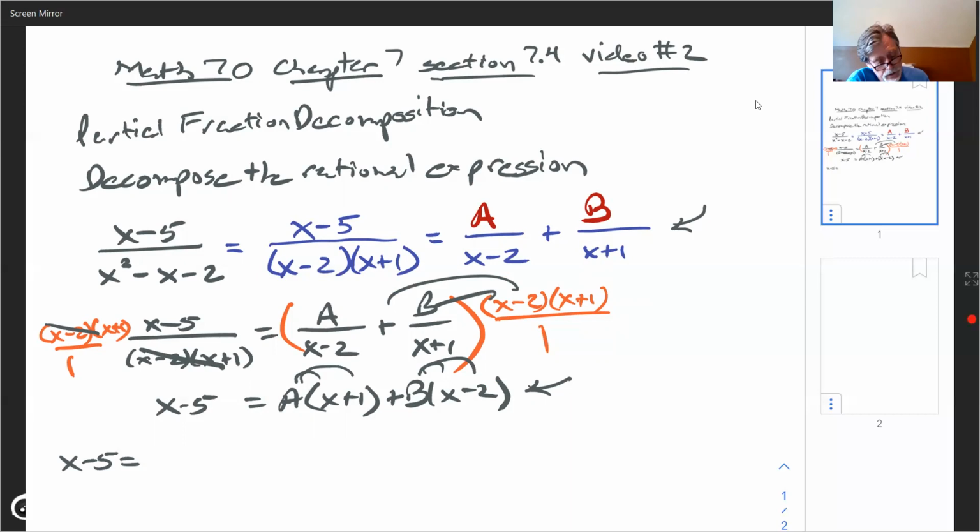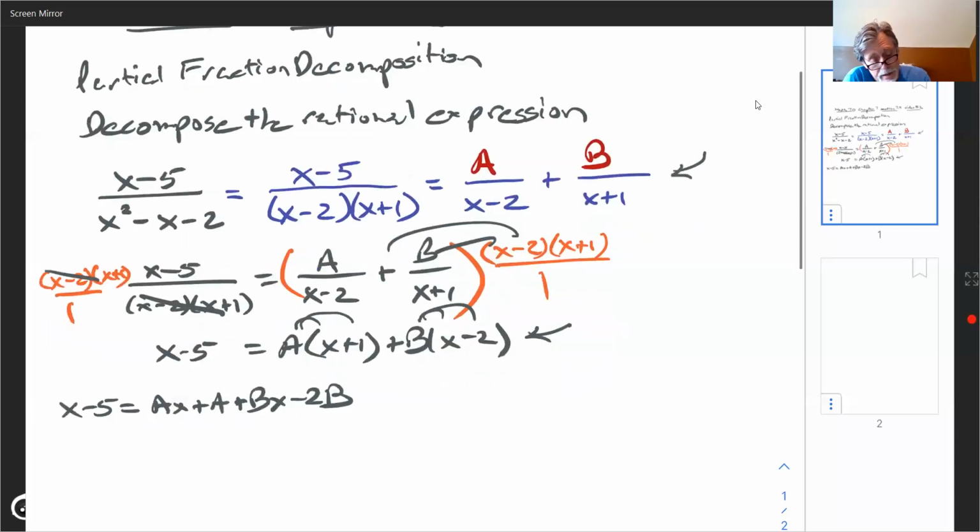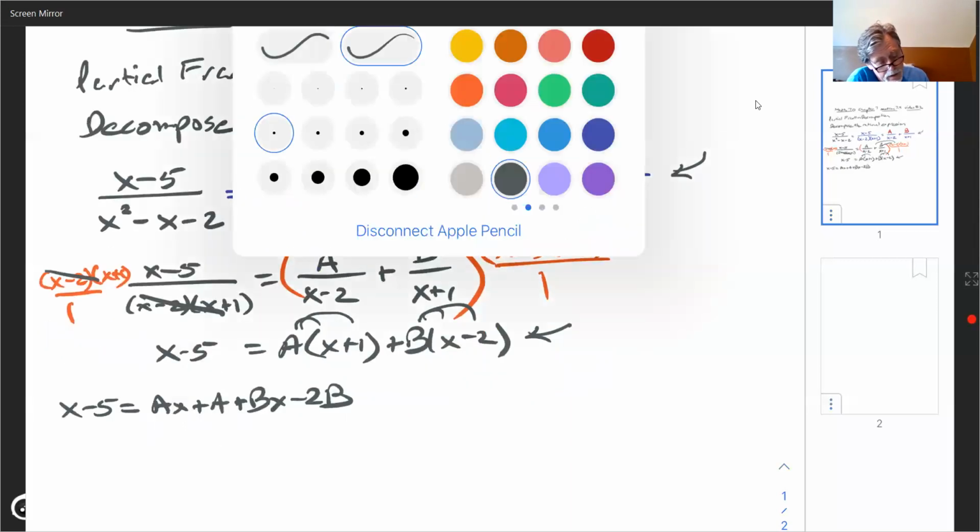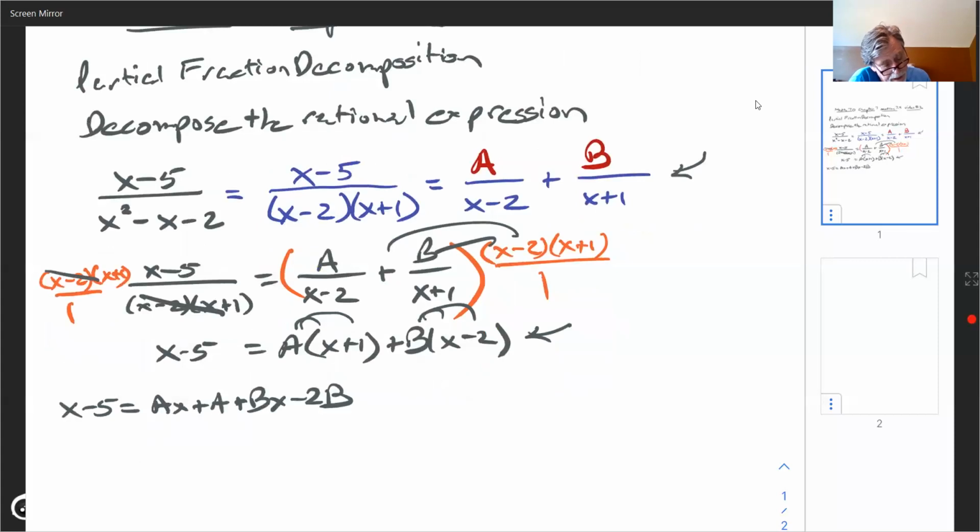I'm going to distribute those, and we're going to get Ax plus A plus Bx minus 2B, and here we are. This is another big step, because finally what we're going to do is say the x terms here, here, and here on either side have to match for A and B to work. They have to match.